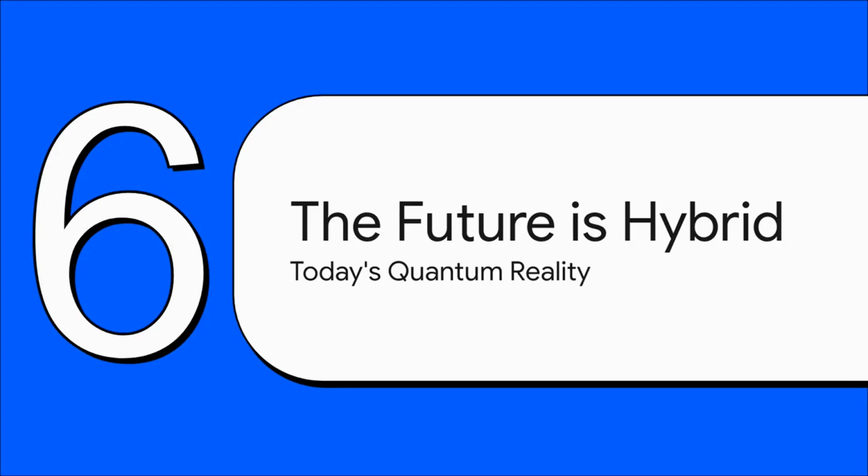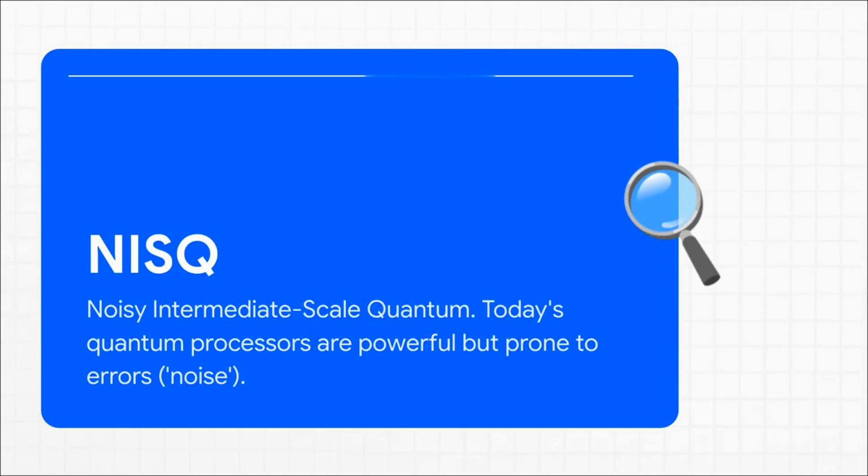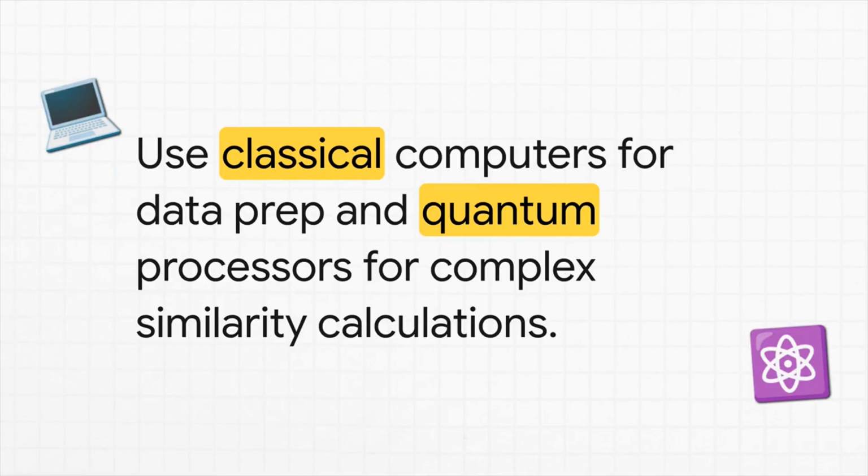But it's really important to ground ourselves in the reality of today's technology. We are currently in what's known as the NISQ era. And what that means is that today's quantum computers are powerful, for sure, but they're also noisy and error-prone. So the most practical path forward right now is a hybrid one. So the key here is that we combine the strengths of both worlds. We use classical machines for all the heavy lifting, and then we call on the quantum processor for those very specific, very complex calculations where it really has an advantage.